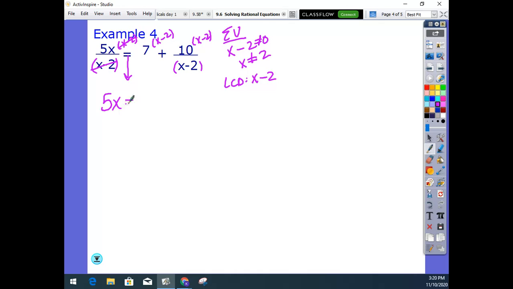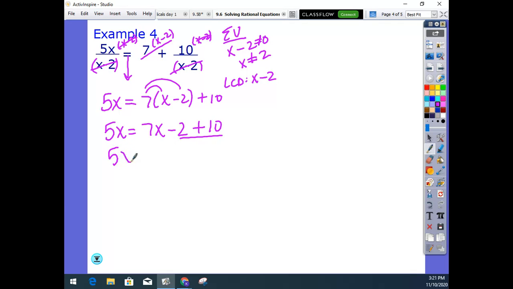Bring down the equal sign. 7 times x minus 2. x minus 2 cancels, bring down plus 10. Distribute. Combine like terms. Oh, see, I said distribute and then I forgot. That's a 14. Combine like terms.